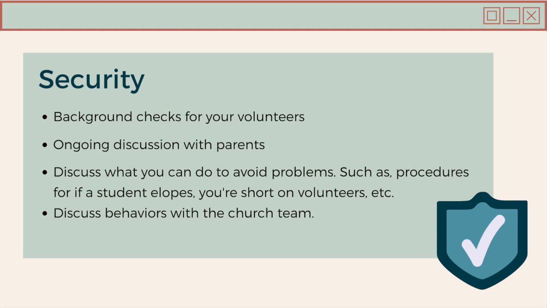So let's say you have a student who likes to run, thinking through what can we do to prevent that child from running? What are we going to do if a buddy doesn't show up? Those types of things. Letting the church security team know, hey, we have Jimmy. Jimmy likes to run. This is what Jimmy looks like. If Jimmy runs, here's what you do and here's what you don't do.